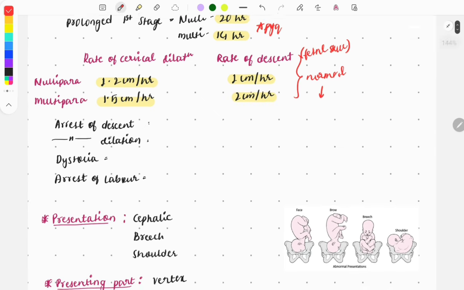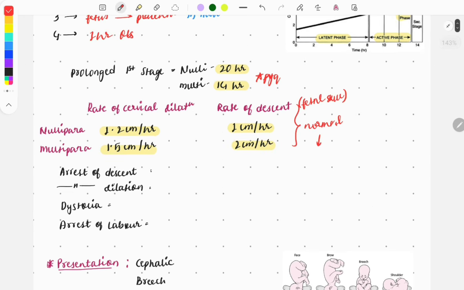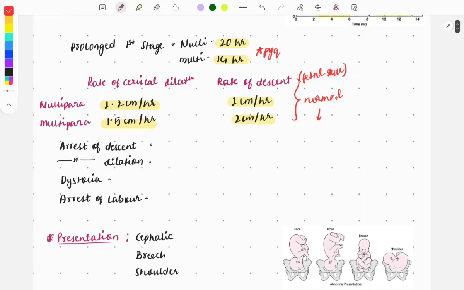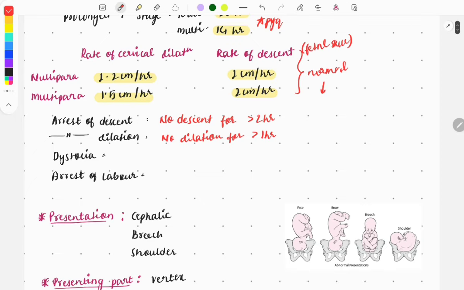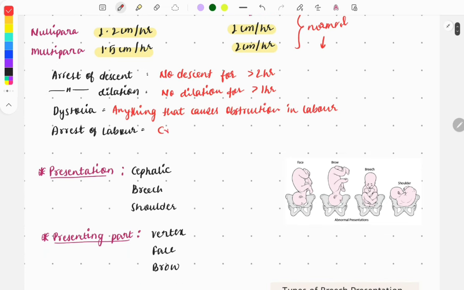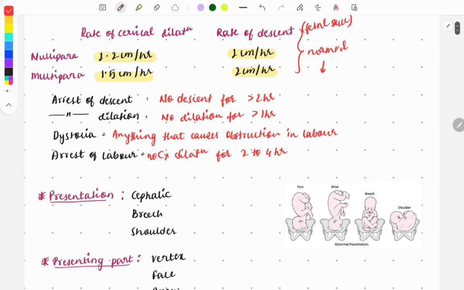There are some conditions associated with abnormal labor, like the arrest of descent. We call it arrest of descent when there is no descent for more than 2 hours. Then the dystocia: anything that causes obstruction in the labor is called dystocia, for example shoulder dystocia. Then the arrest of labor, when there is no cervical dilation for 2 to 4 hours, is called arrest of labor.